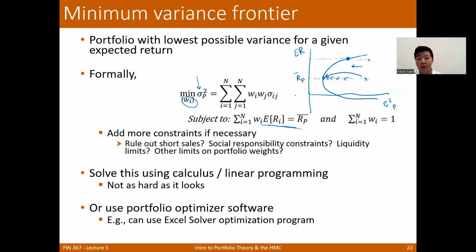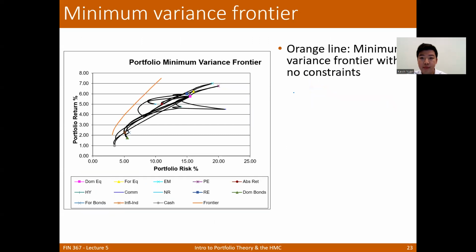And this looks really hard, but you can actually use some optimization software, and you've done that in Excel in your case study, to choose your weights using Solver to minimize the variance given a level of expected return. Okay.